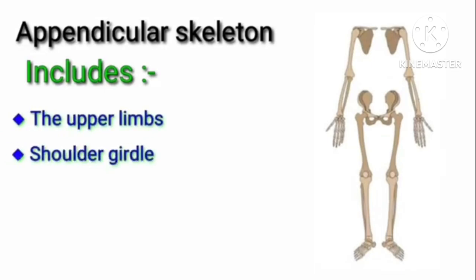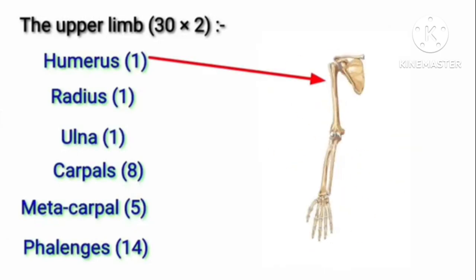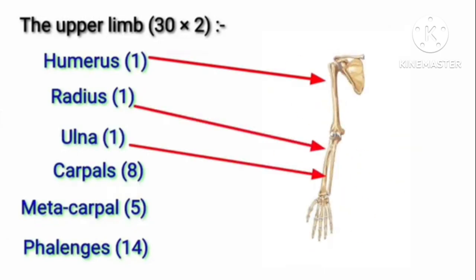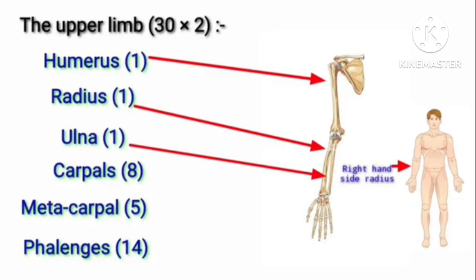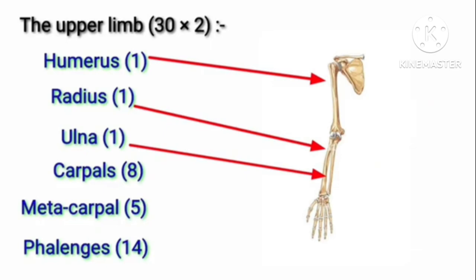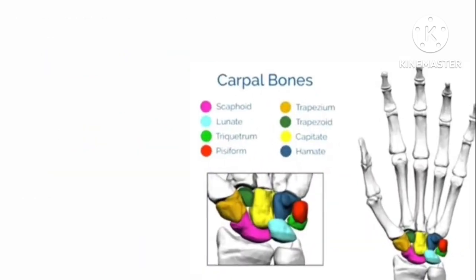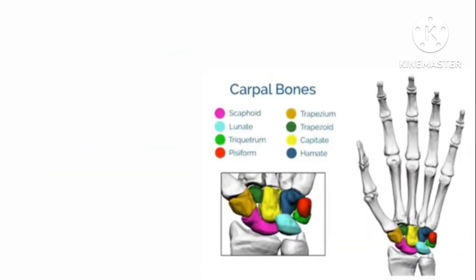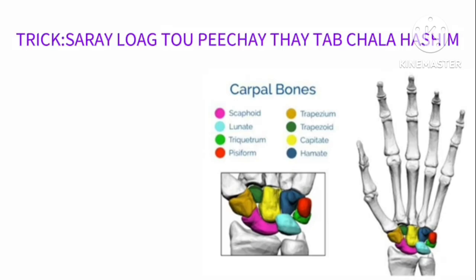After that, here is the appendicular skeleton, which includes the upper limbs, shoulder girdle, the lower limbs, and the pelvic girdle. The upper limb has the humerus, radius, ulna, carpals, and metacarpals are 5, phalanges are 14. Here you can see these structures. The ulna is on the little finger side, and the radius is towards the thumb side. Here are the carpal bones. You can see these colors here.